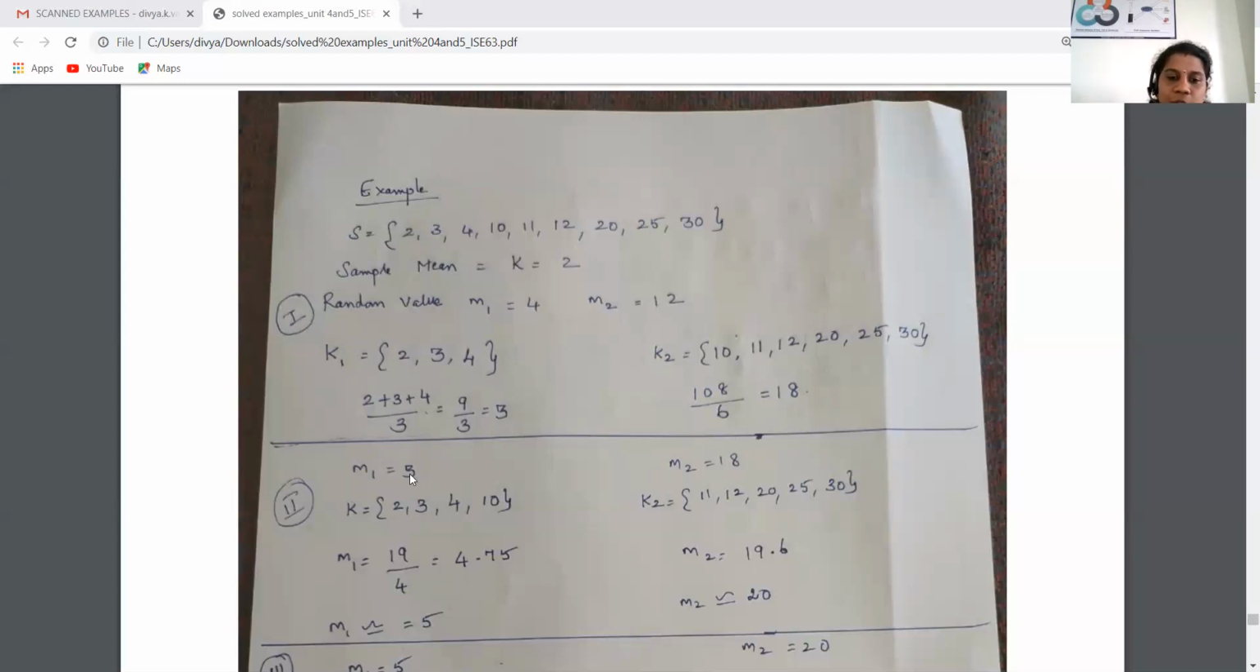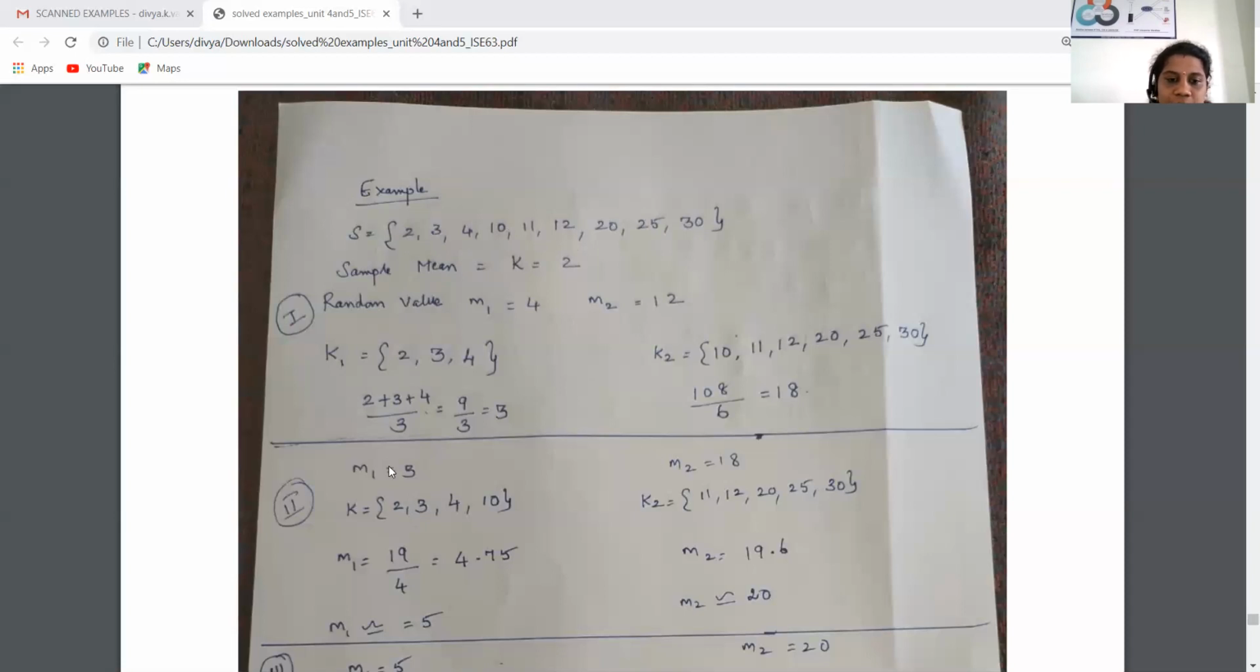Now we are going to calculate the distance between this cluster and all other points. That means this cluster representation is 3. From 3, what is the distance from 3 to 2, 3 to 4, 3 to 10, 3 to 11, 3 to 12, etc. When we are calculating the distance, we know that near to 3, 2 is near.